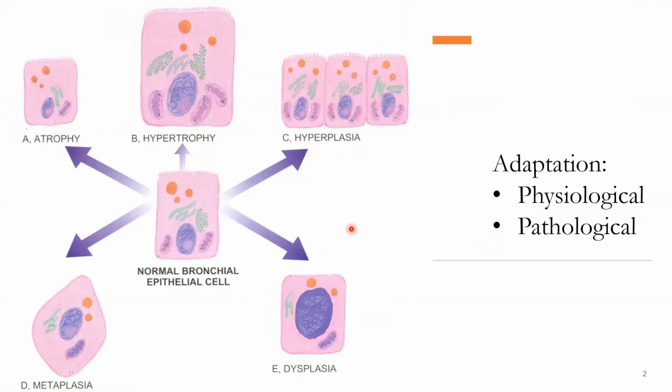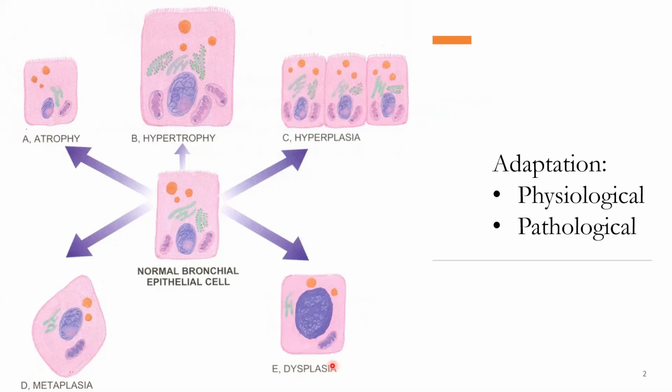Whenever a cell is faced under any sort of stress, it undergoes adaptation, either physiological or pathological. Some of the ways it adapts is by demonstrating atrophy, which is nothing but reduction in the size of the cell. Hypertrophy is an increase in the size of the cell. Hyperplasia is an increase in the number of the cell. The size remains the same, but there is an increase in the number of the cell.